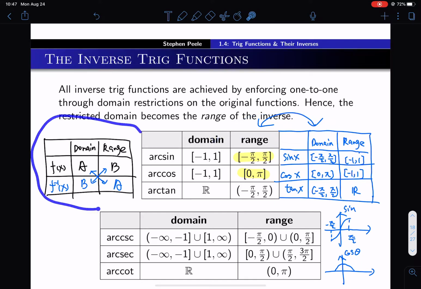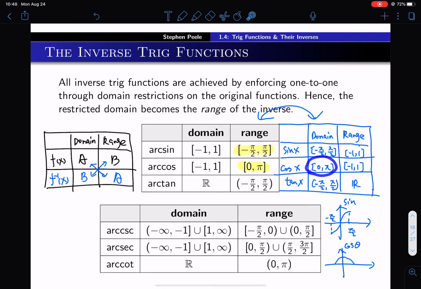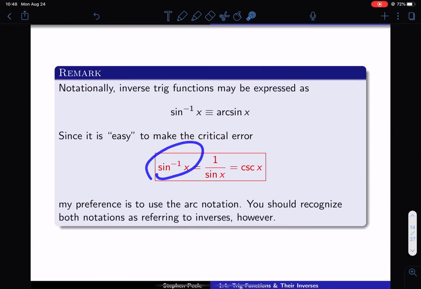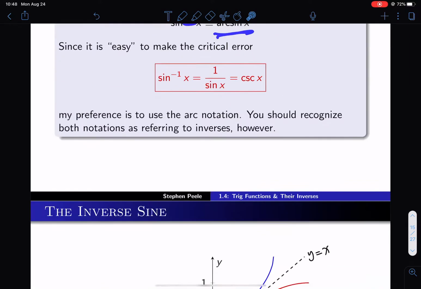So I make a table here. This is the general function. This is the general inverse function. So we have to switch the domain and the range. Similarly, for the cosine, this is the domain, and for the inverse function, it's the range. Okay, so inverse function is not 1 over sine of x. They are different. Inverse function is just the arcsine. They are the same thing.